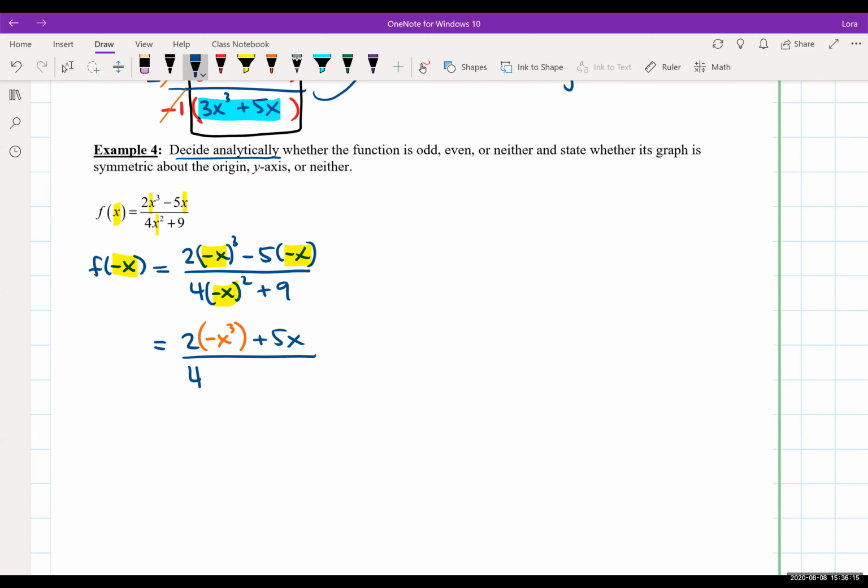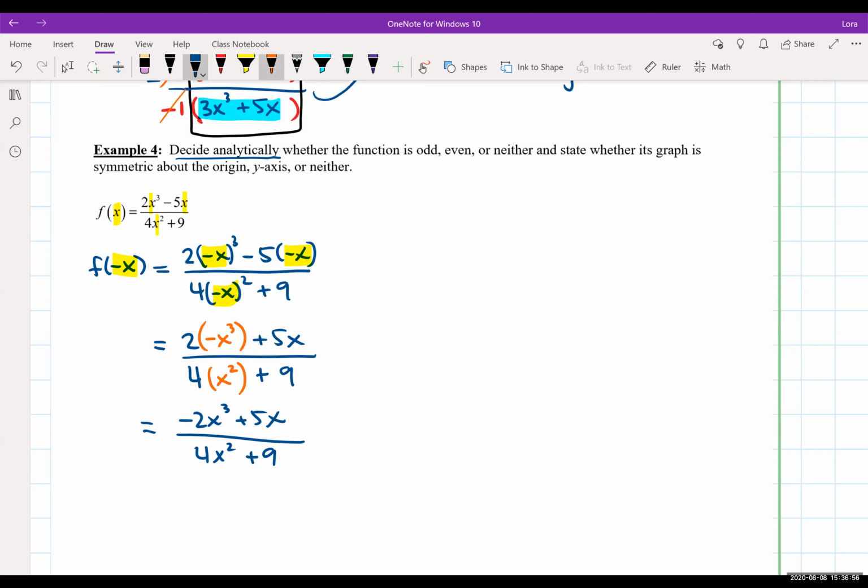Now, when we look at the denominator, 4 is 4. Negative x times negative x, so that's a negative number taken to an even power, becomes just a positive x squared. And then we still have a plus 9. So far, so good? So all we want to do is simplify a little bit. 2 times negative x cubed is negative 2x cubed. Still have the 5x. 4 times x squared is 4x squared, and we have plus 9.